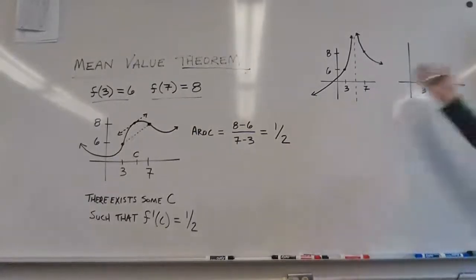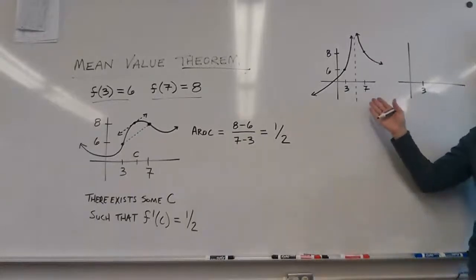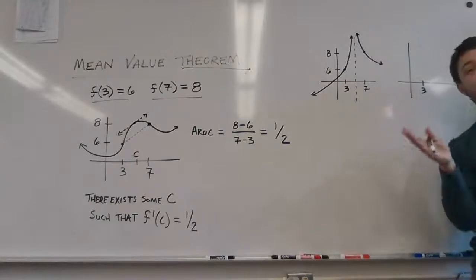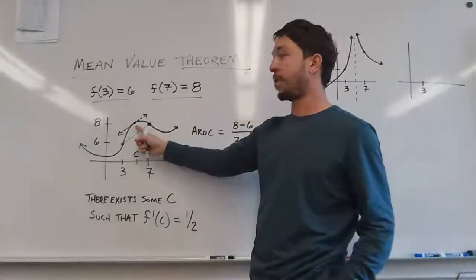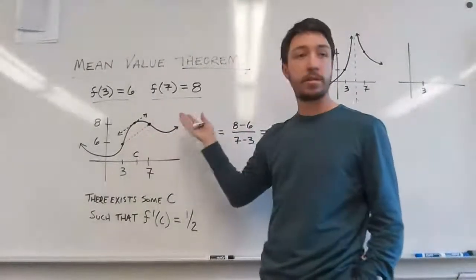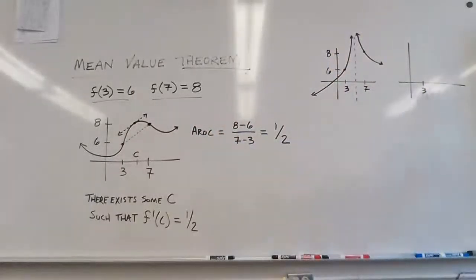So the lesson here is, if your function has a vertical asymptote, you are not guaranteed to have this special point where the slope is equal to the average rate of change. All right, let's do another example.